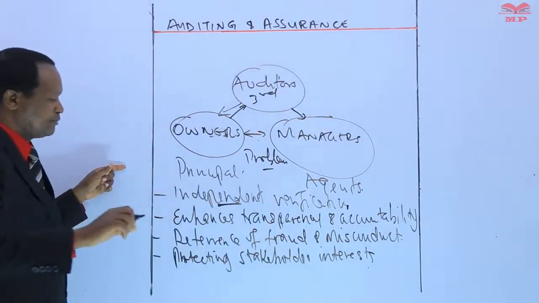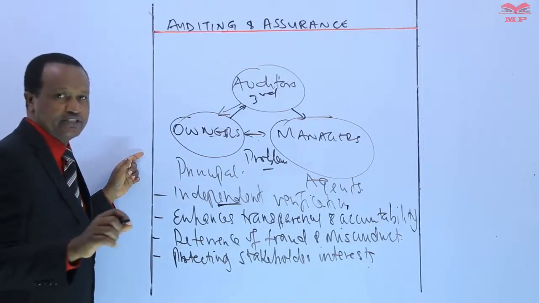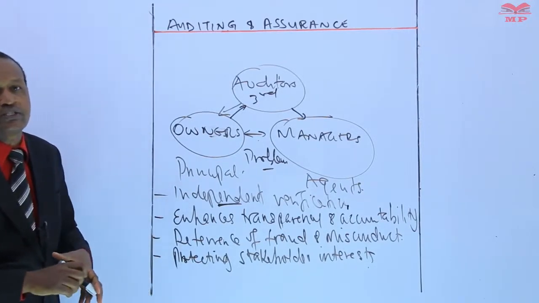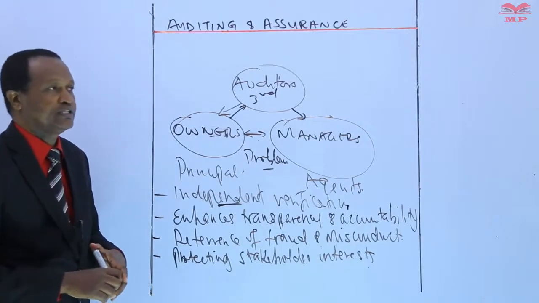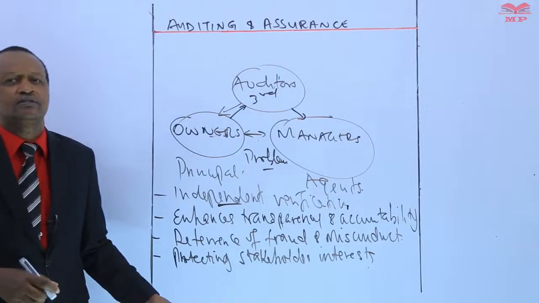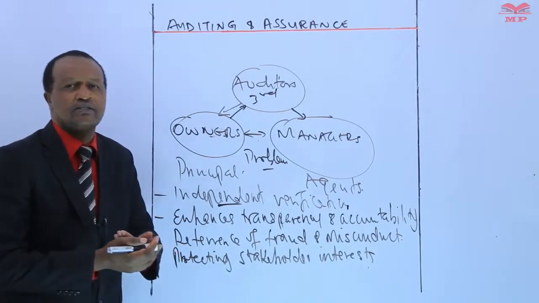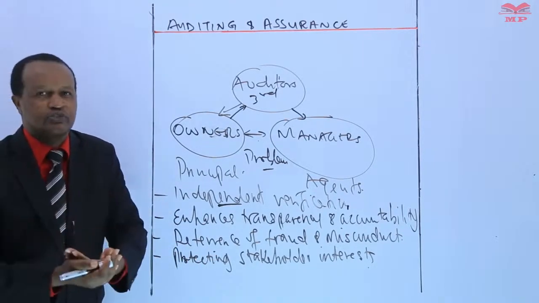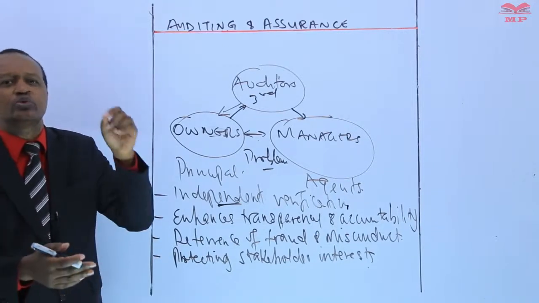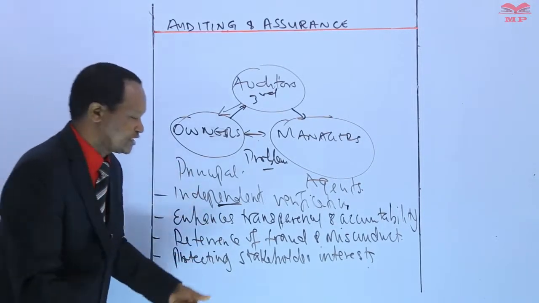An audit can help protect stakeholder interests. Auditing safeguards the interests of various stakeholders, including investors, creditors, employees, and the general public. Auditing ensures that the company's financial statements are accurate and reliable, which is crucial for decision making and risk assessment.